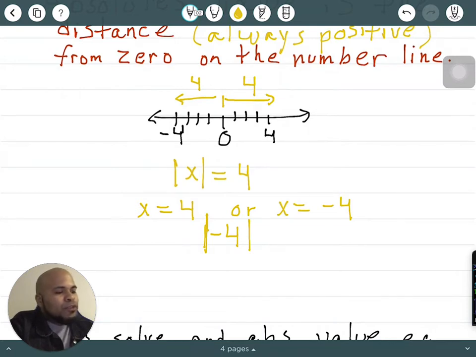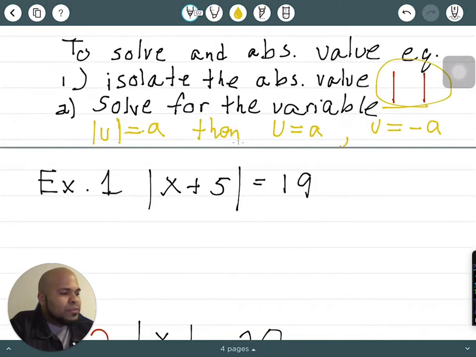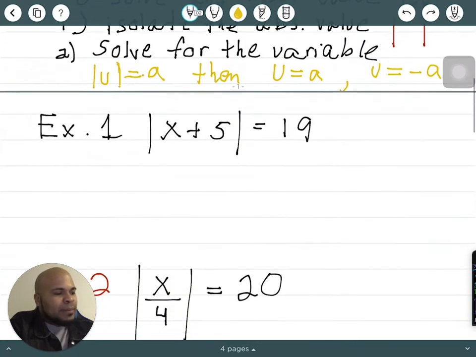So number one, you need to isolate the absolute value. And here it is, the symbol. Remember, the absolute value symbol. And then the second step is to solve for the variable. So let's look at example 1. Example 1 is a really good example because it will explain these yellow things that I wrote at the bottom when I said solve for the variable. This is what we just talked about.